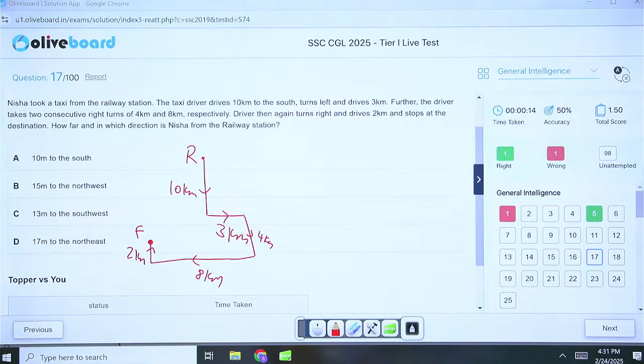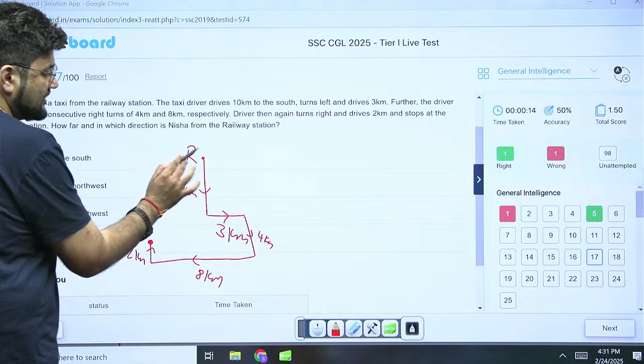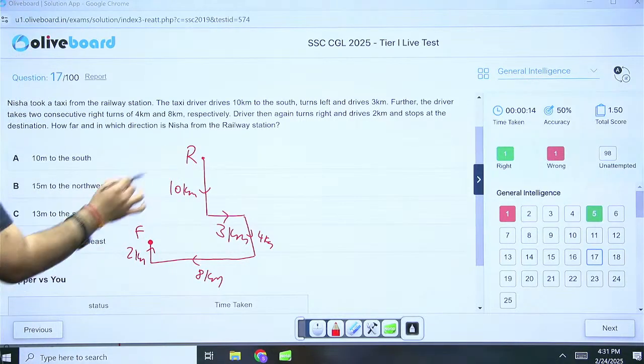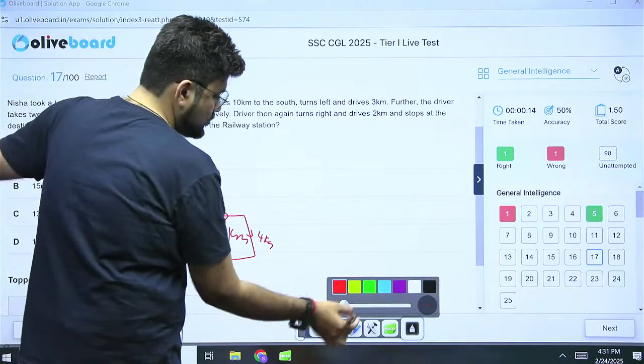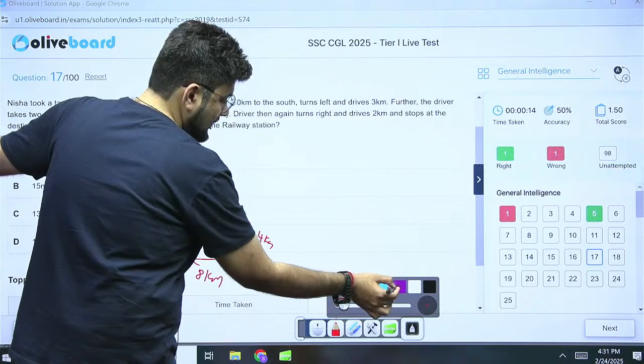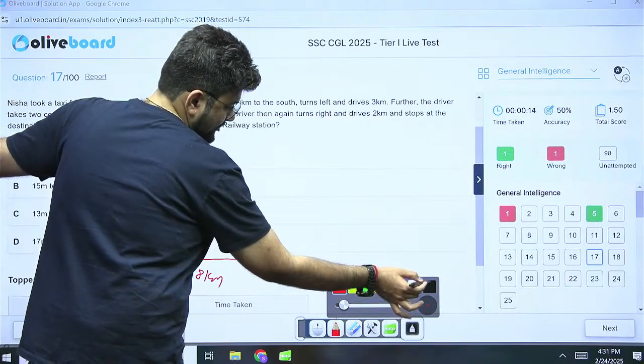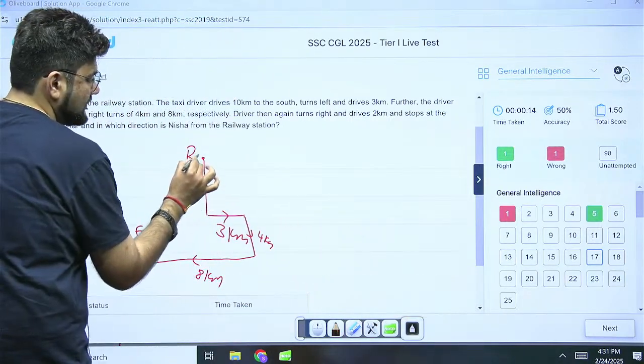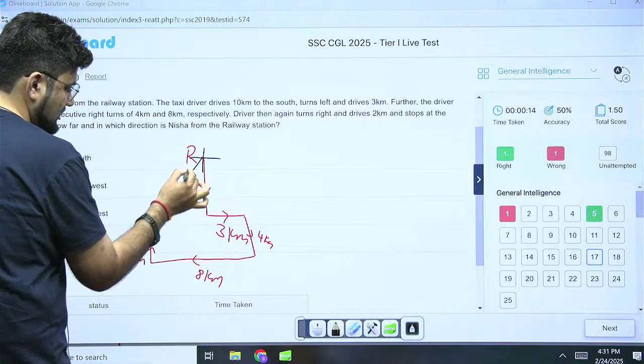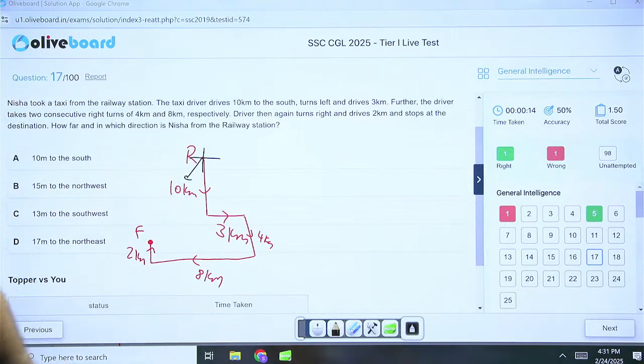How far and in which direction is Nisha from the railway station? If this is the railway station, to check the direction, simply put a plus sign here, keeping this at the center, and check the direction. In this direction, where is it? It is in the southwest. Southwest, only one option is there.